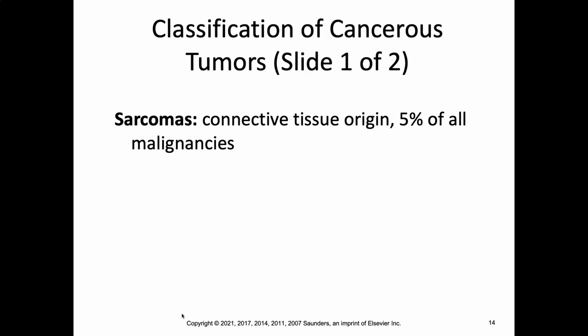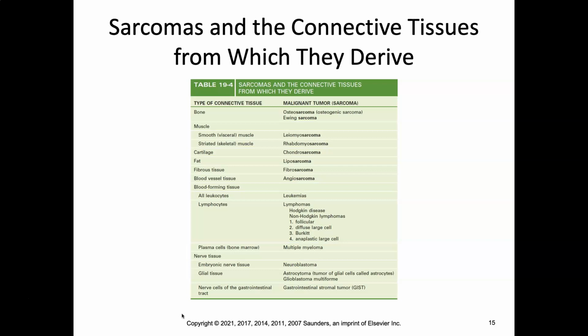There are sarcomas. Now, sarcomas are usually pretty aggressive. They're not very nice tissue, or not very nice cancerous tumors. And we have them in our bones and our muscles, our blood-forming tissues, nerves.